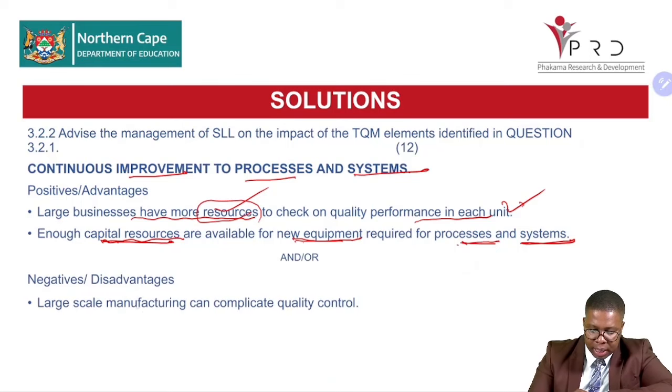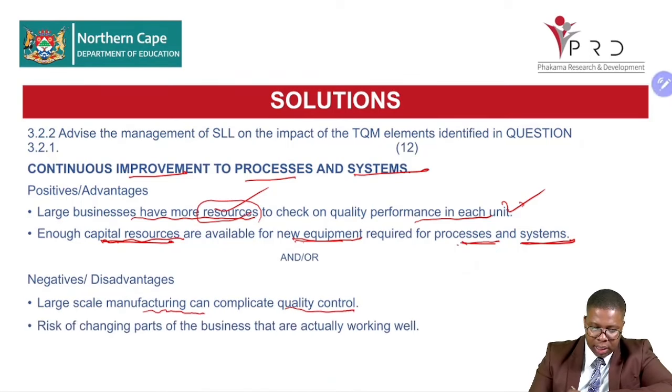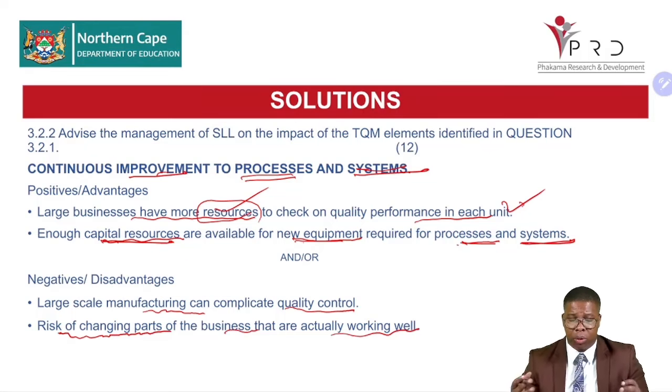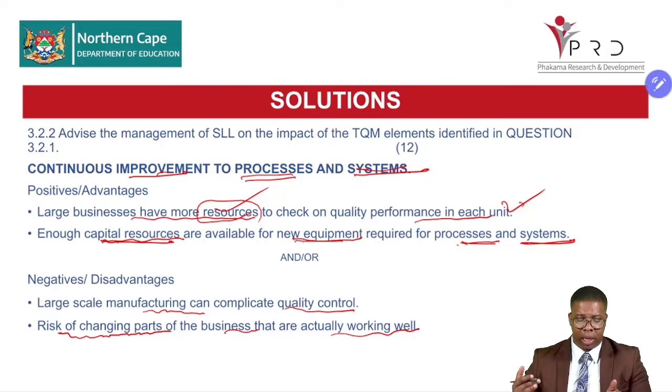The negatives are that large-scale manufacturing can complicate quality control. And then another negative is that sometimes the improvement of processes and systems and buying new equipment can lead to a situation whereby the business risks changing parts of the business that are actually working well. They are changing a machine that was working well because of the new technological advances, which can actually mean more cost for them, which can be a negative for a large business.